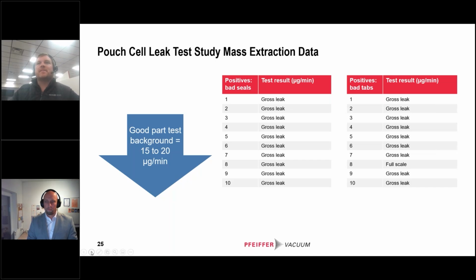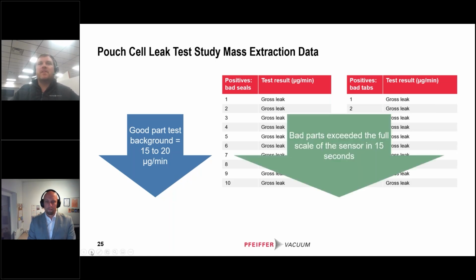Then we tested the bad samples, or the control positives. They all gave a gross leak, or at least a full scale result, very quickly. We would be able to do this test even faster than 15 seconds. It would also be possible to batch a lot of these together, but we were showing that it's possible to get a go, no go, pass, fail result very, very quickly.